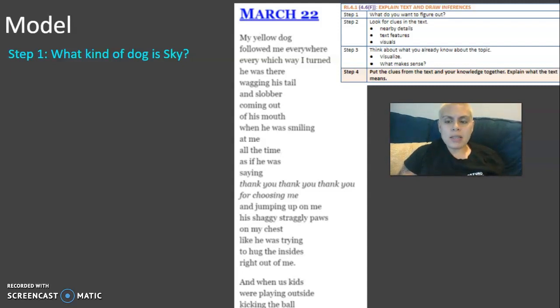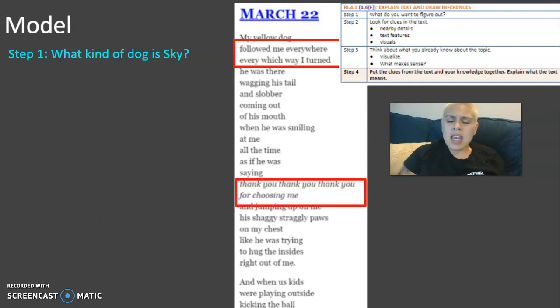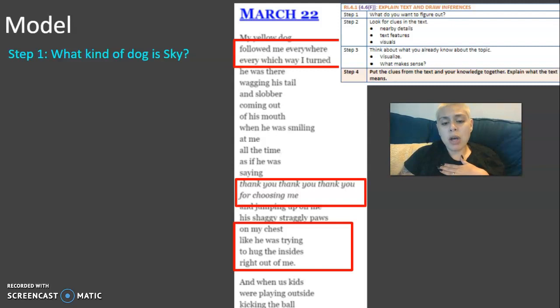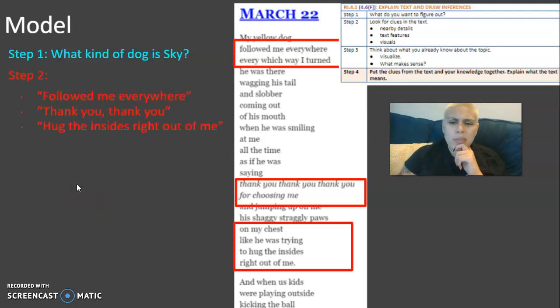So now I'm going to go back into my text and look for information that describes what Sky says, thinks, or does. And I see that Sky followed Jack everywhere which way he turned. I also see that Jack imagined Sky saying, thank you, thank you, thank you for choosing me. The text also says that Sky would put his head on his chest or his straggly paws on his chest like he was trying to hug their insides right out of him. So that's the clues that I got from the text. He followed him everywhere, he kept saying thank you, and he would hug the insides right out of him.